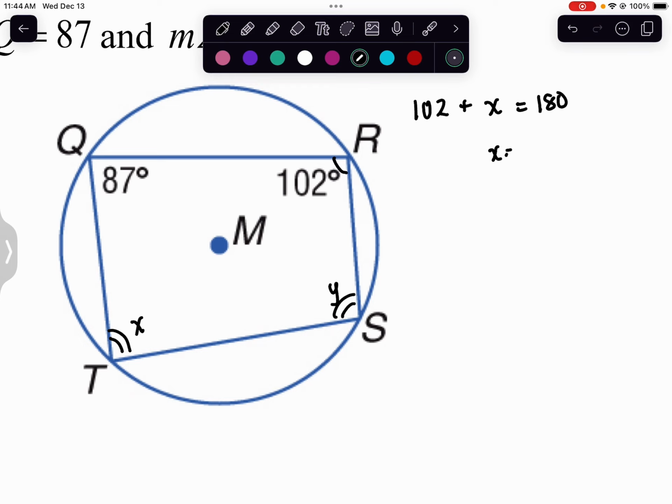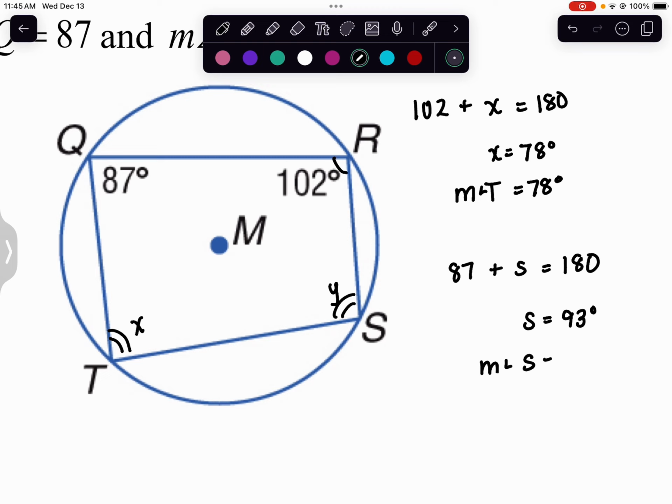So in order to find X here, all we have to do is subtract 102. So 180 minus 100 is 80, 80 minus 2 is 78 degrees. Okay, so I'm going to say the measure of angle T is 78 degrees. And we're going to do the same thing for S. So we're going to do 87 plus S is equal to 180. If I take 180 minus 80, that's 100. 100 minus 7 is 93 degrees. So the measure of angle S is 93 degrees.